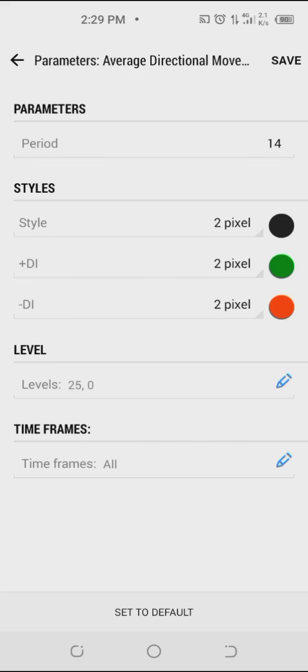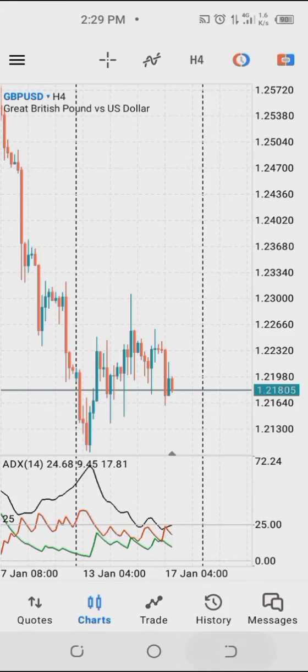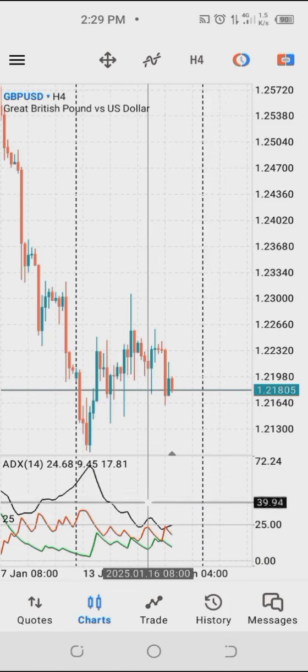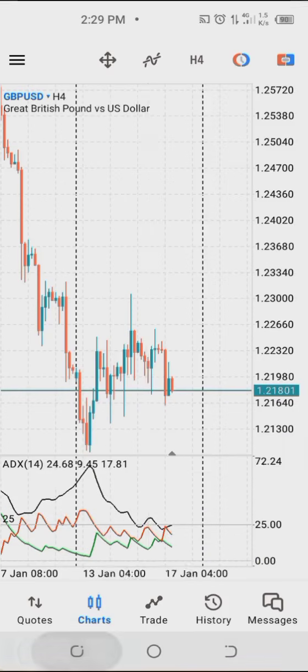So the average directional index, the ADX, is going to have a period of 14, style 2 pixel. Well, that's not so important. The plus DI, positive DI, 2 pixel, and negative, so all that. Then the levels, I'm going to be working with a level of 25. Once you have that, you can save it on your chart. Now, here we go. This is the average directional index on the chart, okay?